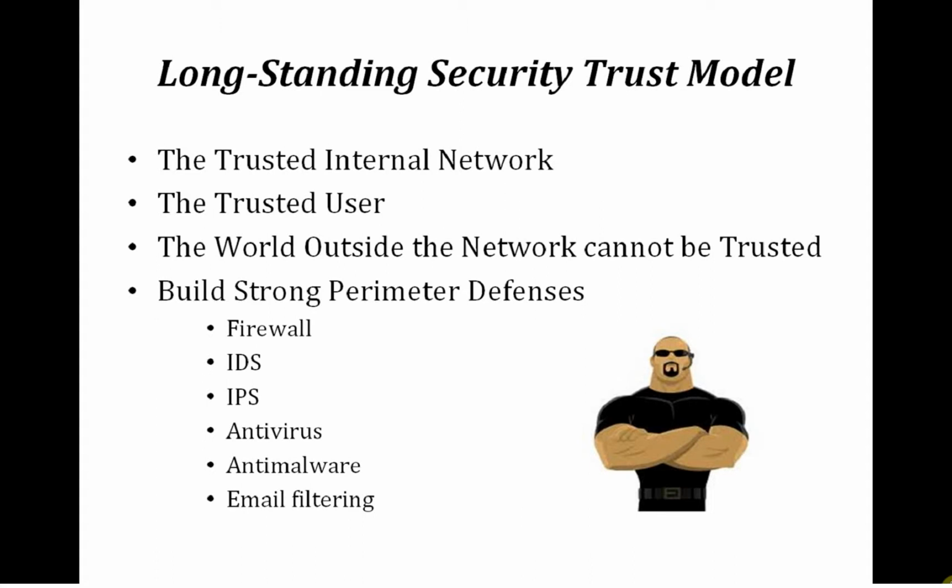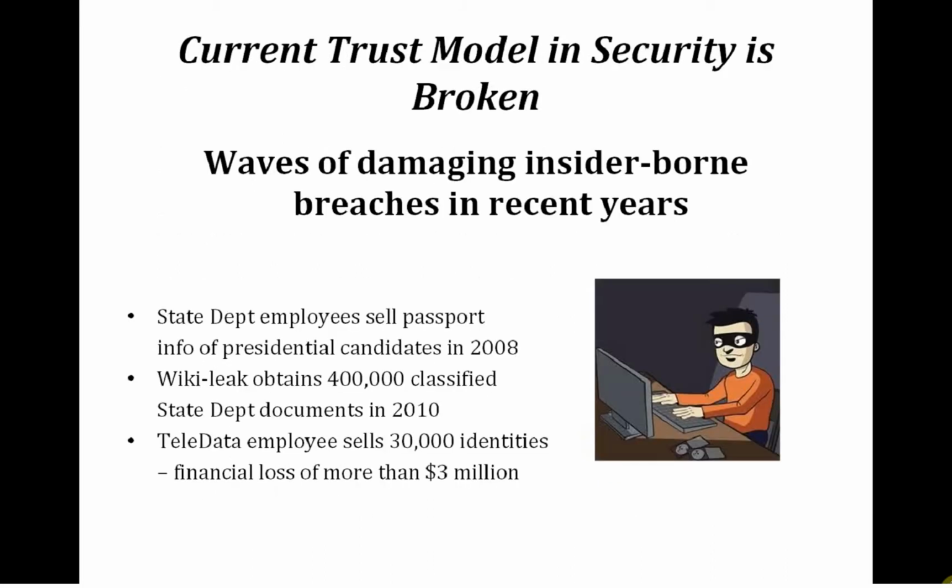Managing user identity and access has become one of the most critical activities for any IT enterprise. The long-standing security trust model has been the trusted internal network with the trusted user, and the world outside of the network was considered hostile and potentially dangerous. Consequently, the focus has been in large part on strong perimeter defenses with firewall, IDS, IPS, antivirus, anti-malware, and so on. That current trust model has been proven in recent history to be broken, and it's been proven by waves of many high-profile damaging insider breaches.